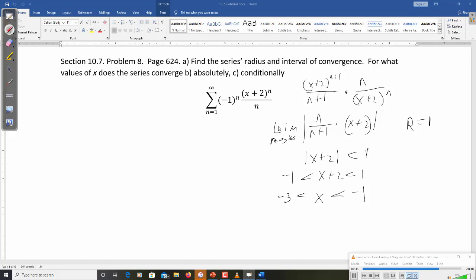Now we do need to check what's going to happen at the different endpoints. So if I plug in x equal -3, we will get the sum n equal 1 to infinity, -1 to the n. If I plug in -3 up there, I'll get -1 to the n over n. So that's going to be the sum n equal 1 to infinity of just 1 over n. That is a divergent p-series.